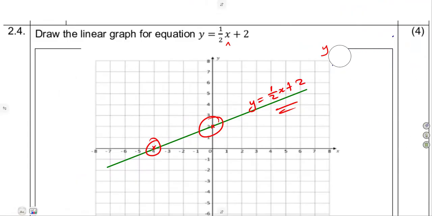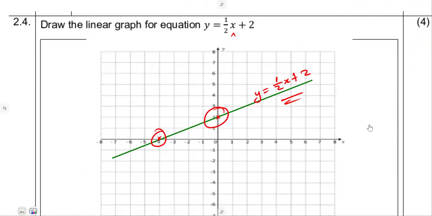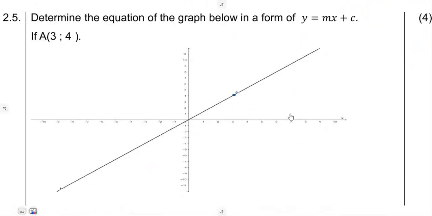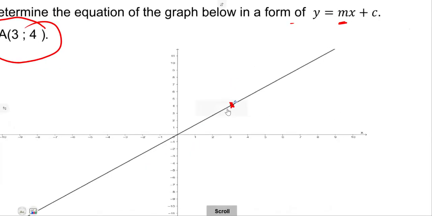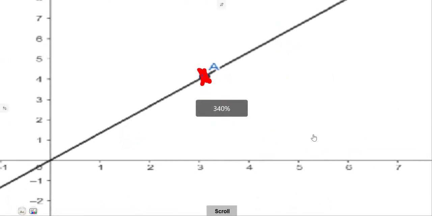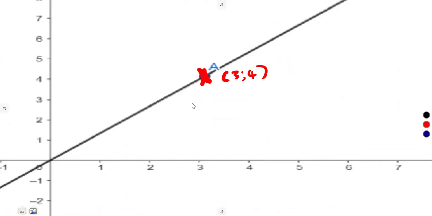Just try to do as many questions and different ways of answering, like try to figure out ways of answering. Determine the equation on question 2.5. You need the equation of this graph that is below in the form y is equal to mx plus c, provided that point A is 3, 4. The point A that we see on our graph there is 3, 4. Provided that this point A is what? Is 3, 4. Determine the equation of this line.